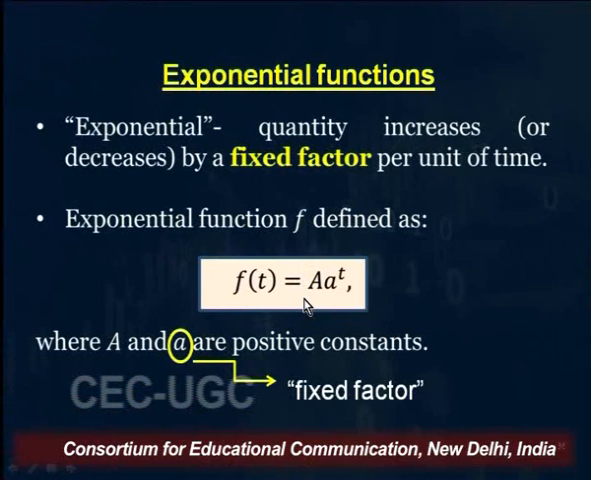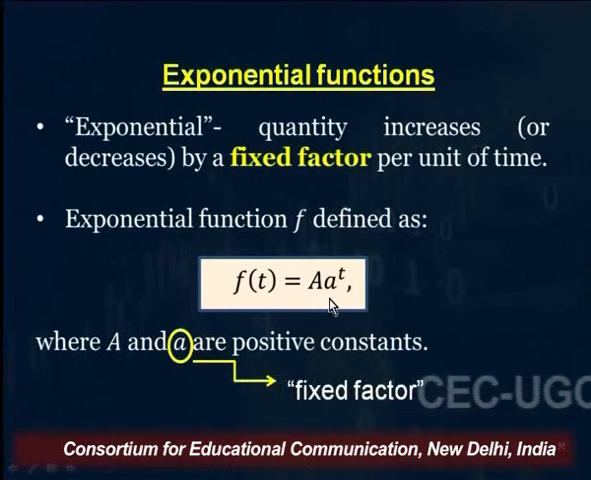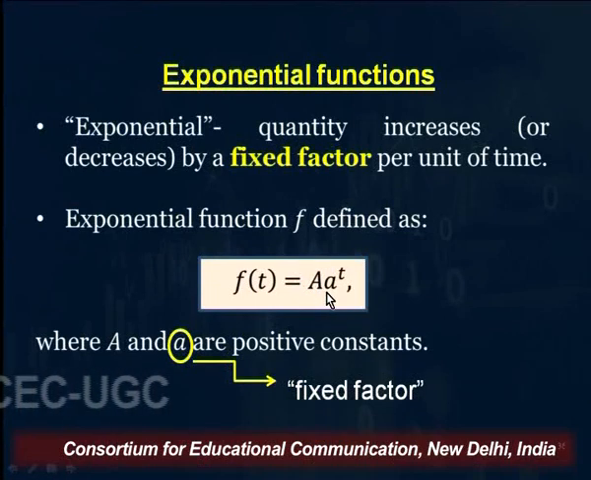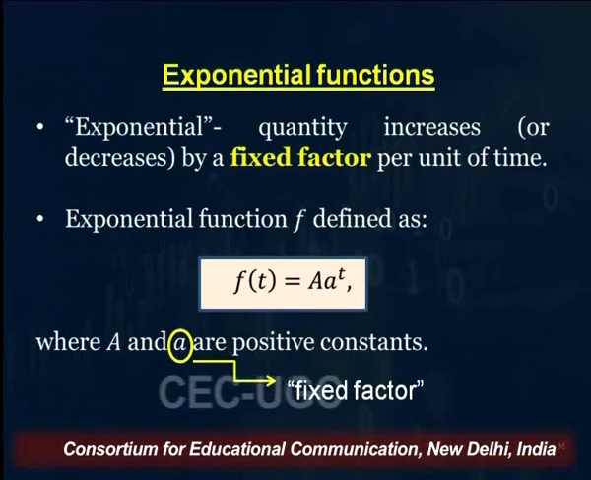And here we are talking of a quantity which increases or decreases by a fixed factor per unit of time. That is what I was trying to illustrate. Now, in general, an exponential function can be defined as f of t equal to capital A times small a to the power t, where both capital A and small a are taken as positive constants.